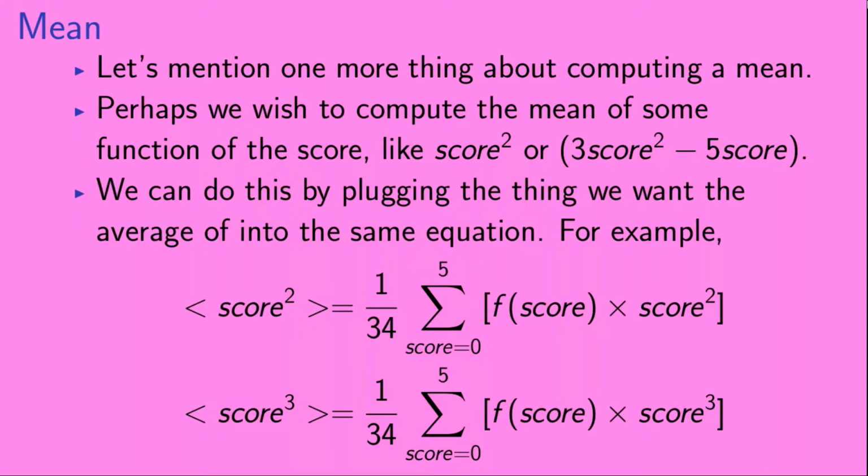Okay, so let's mention one more thing about computing a mean. Perhaps we would like to compute the mean of some function of the score, like score squared, or 3 score squared minus 5 score. We can do this by plugging the thing that we want the average of into the same equation. So for example, if we wanted the mean of score squared, we would write down the same sum as we had before, except now the terms, instead of being f of score times score, would be f of score times score squared. And if we wanted the mean of score cubed, we would again write down the same sum, but we would have f of score times score cubed.